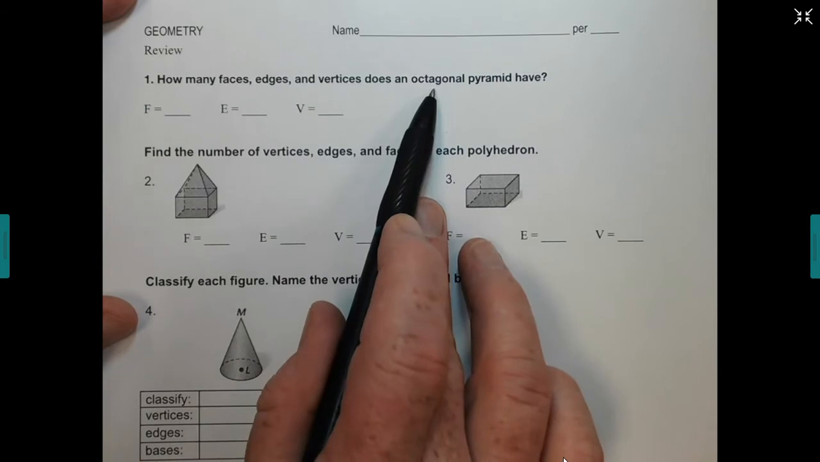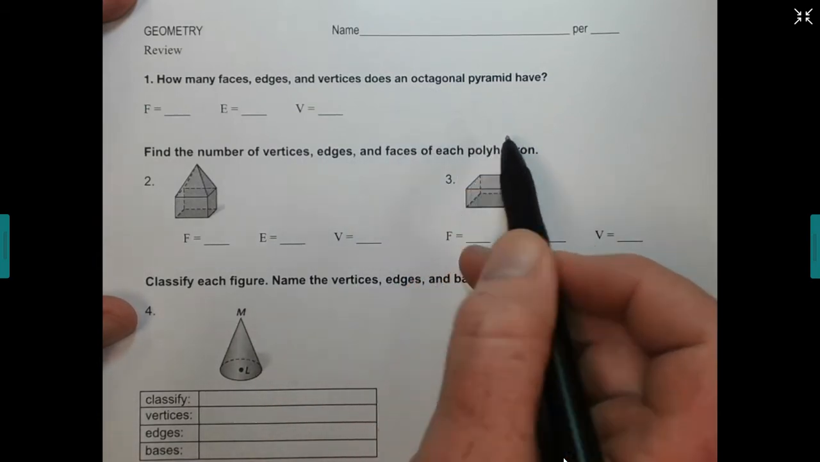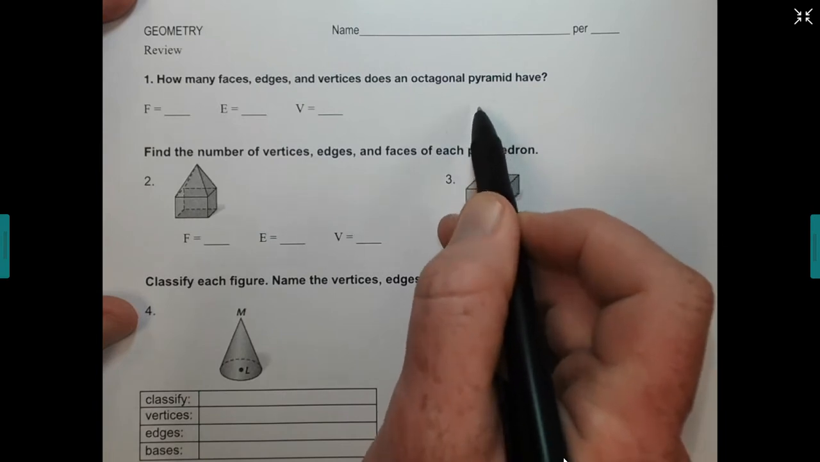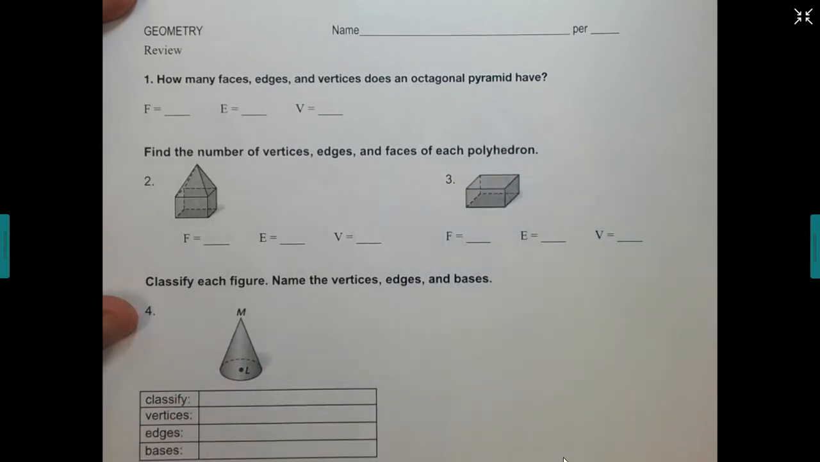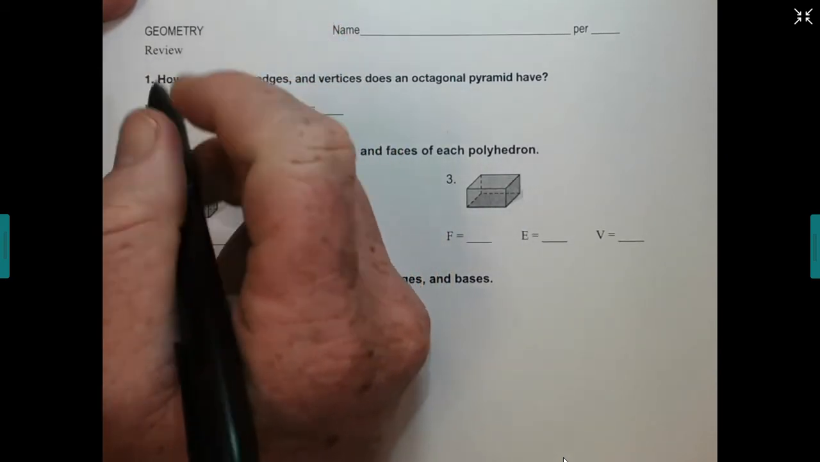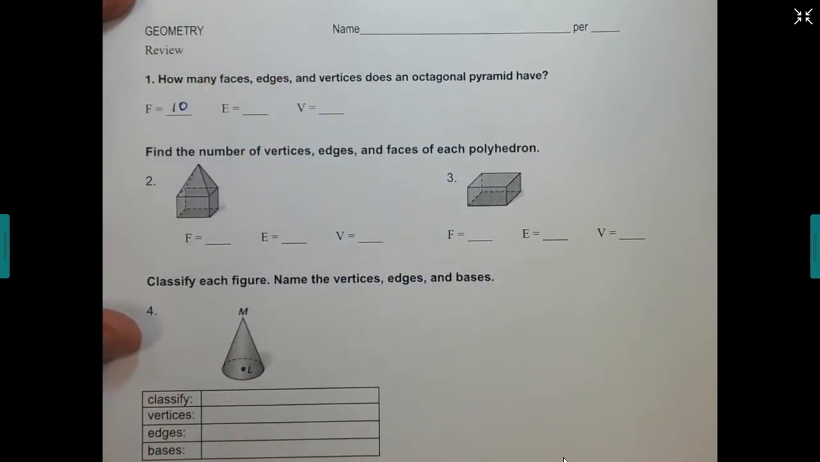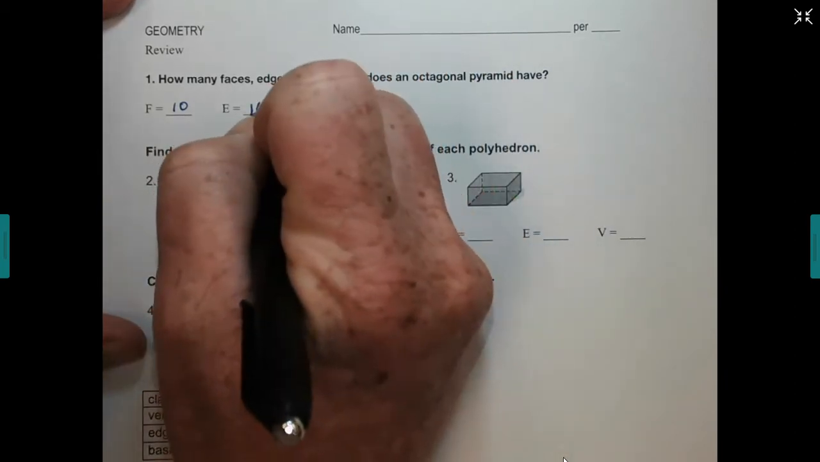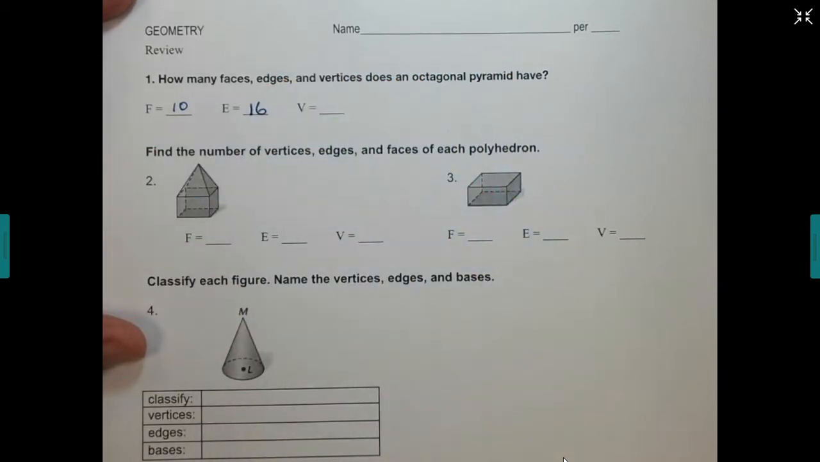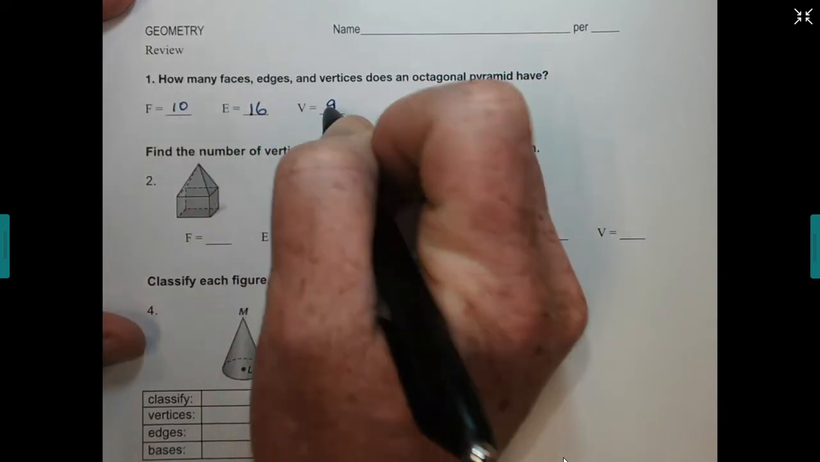So an octagonal pyramid means we've got an octagon on the bottom, and it's extending to an apex vertex at the top. So the number of faces will be the octagon on the bottom plus the 9 triangles. So I'm going to put 10. Edges, there will be 8 for the octagon on the bottom and 8 going up to the apex vertex. So that's 16. Vertices, there will be 8 for the octagon and 1 up top, which means 9.